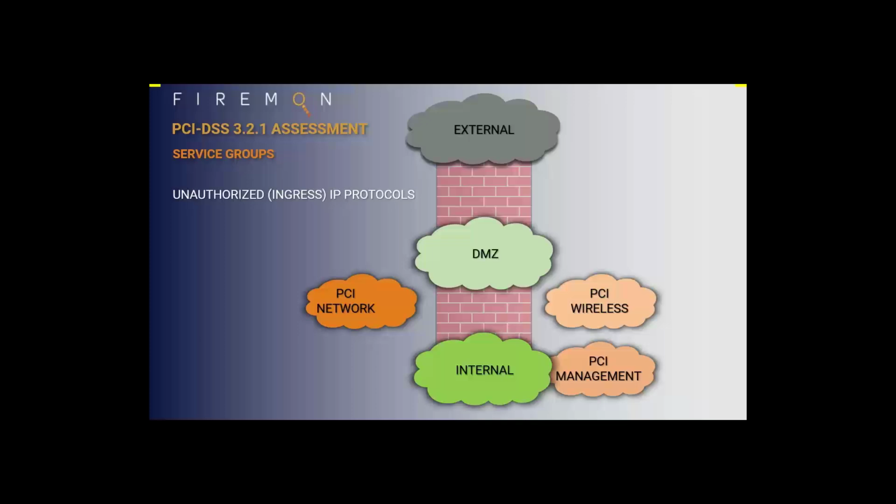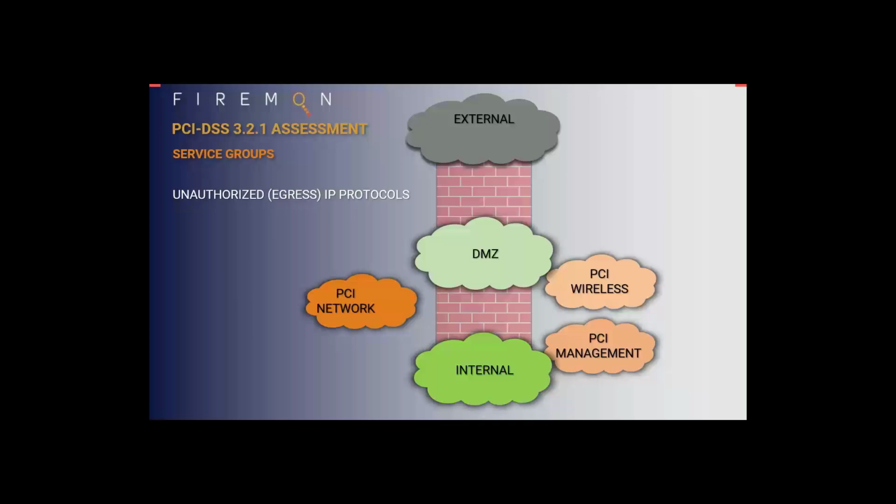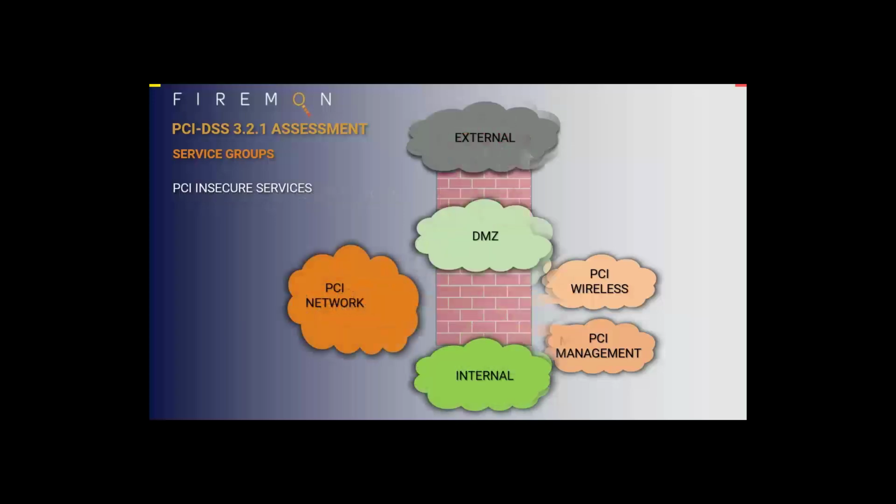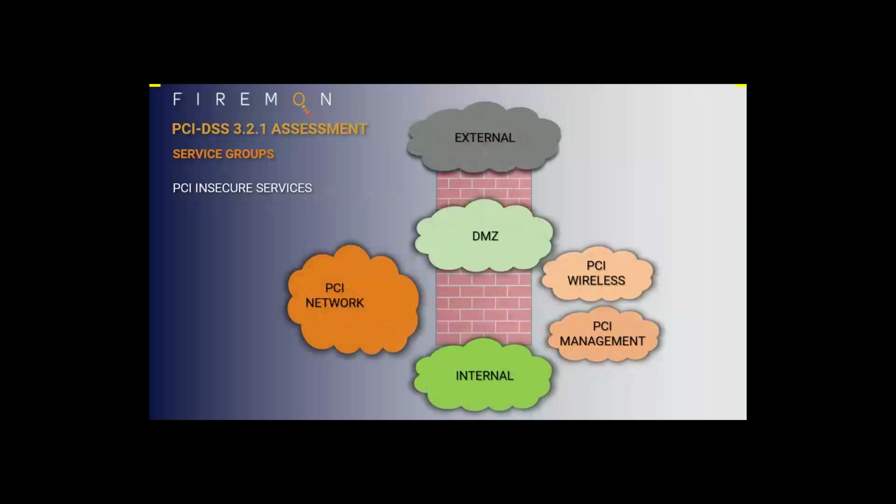The Unauthorized Ingress IP Protocols group contains protocols not allowed from external networks into the PCI DMZ, from external networks into the PCI network, and from the PCI DMZ into internal networks. No default services are configured in this group, so it must be populated according to your approved list of services and protocols document. The Unauthorized Egress IP Protocols group contains protocols not allowed from any network to external networks. There are no default services configured for this group, which must also be populated according to the approved services list document. The Insecure Services group specifies protocols not allowed from any network into the PCI network.